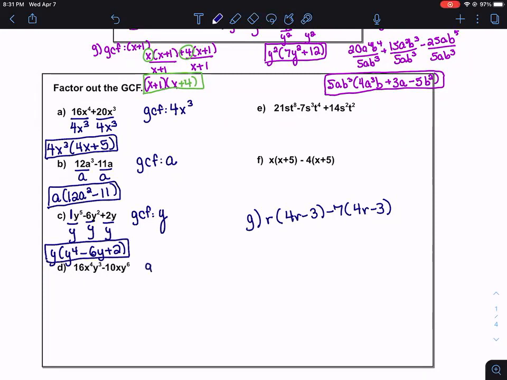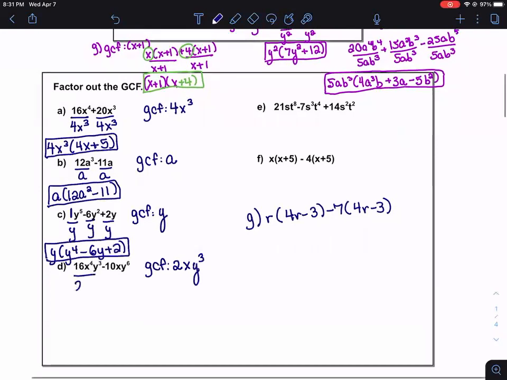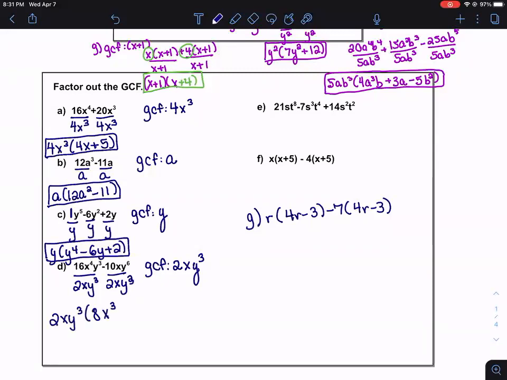For D, 16 and 10 have 2 in common. x and x to the 4th, we go with the lower x. y to the 3 and y to the 6, we go with the lower, y to the 3. Again, we're going to write that we're dividing everything by 2x y to the 3, that's our common factor. And we're left with 8x cubed minus 5y cubed as our answer.